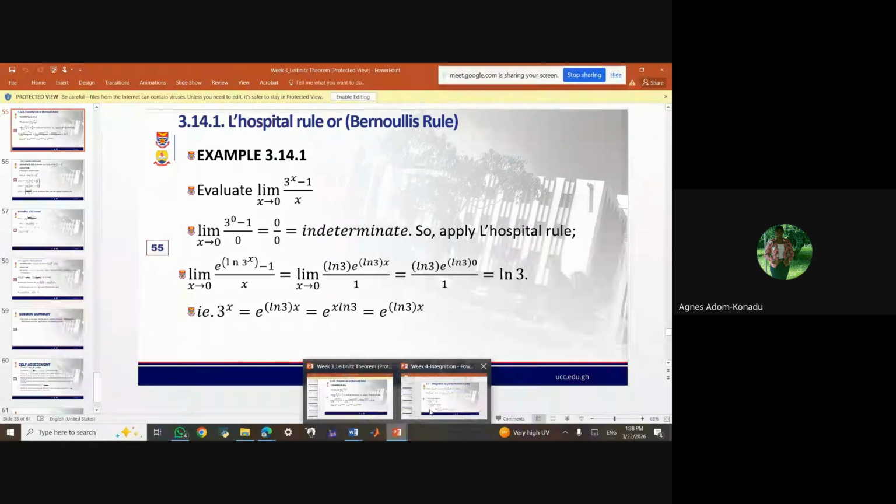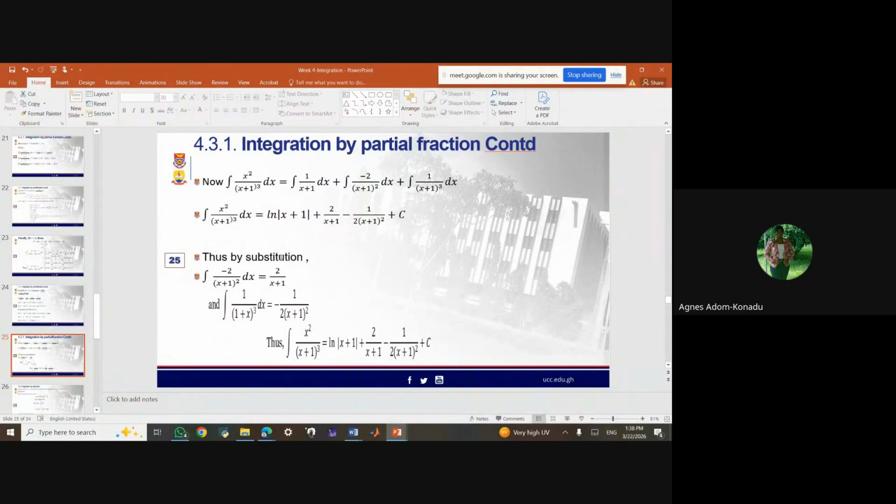Then, so I have minus and I already have minus here, so we have 2 over x plus 1. The same thing for the other one.